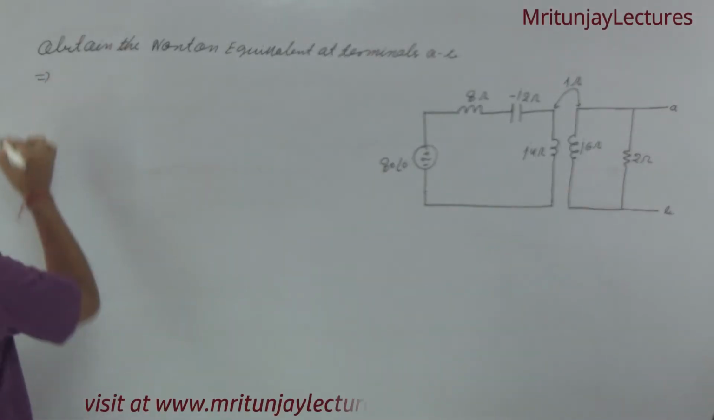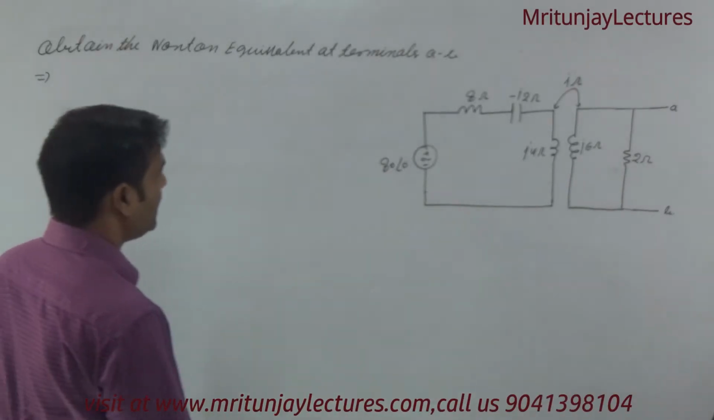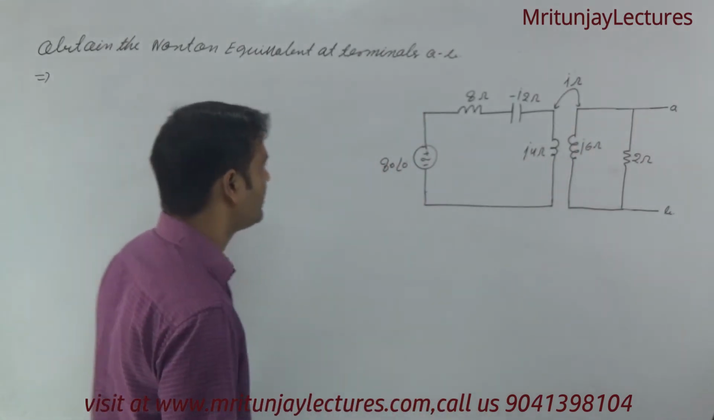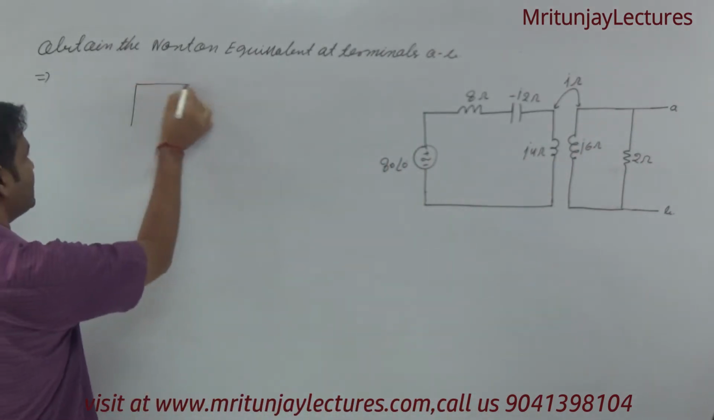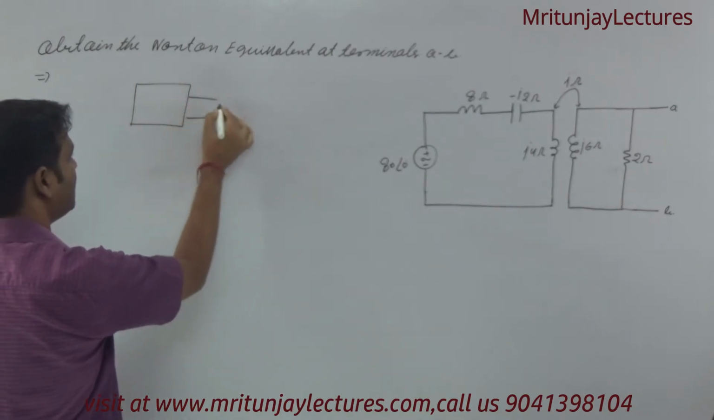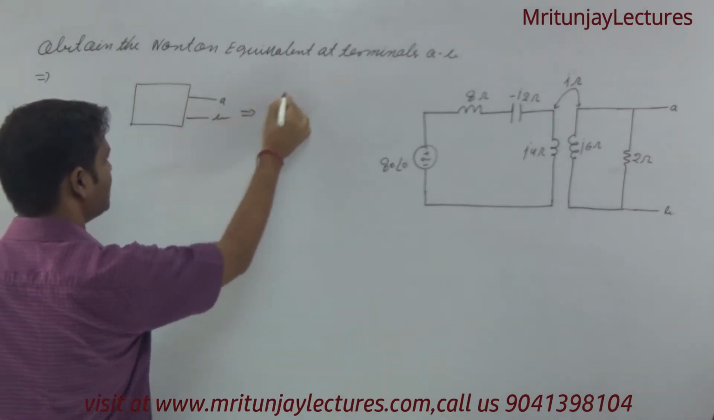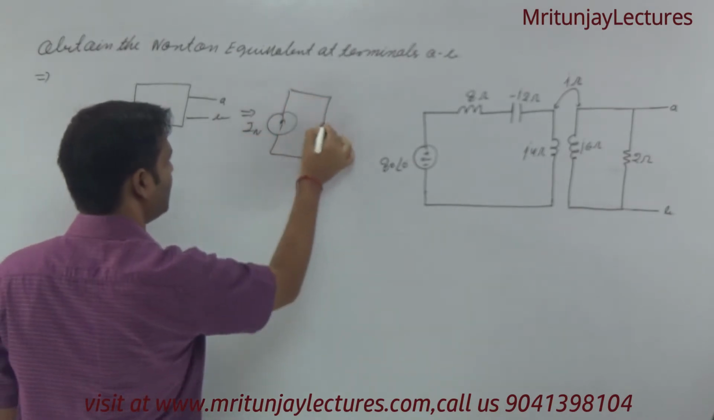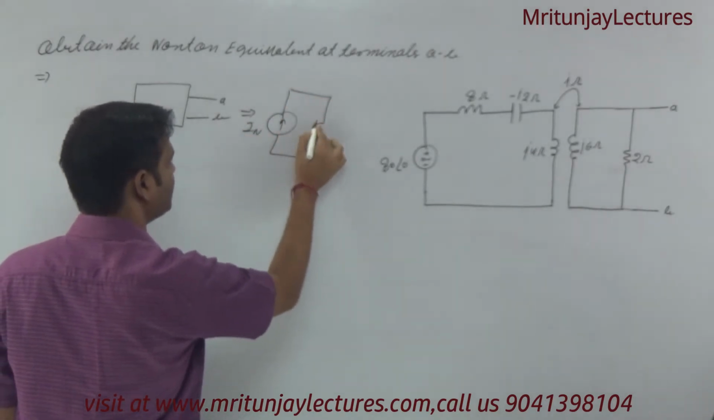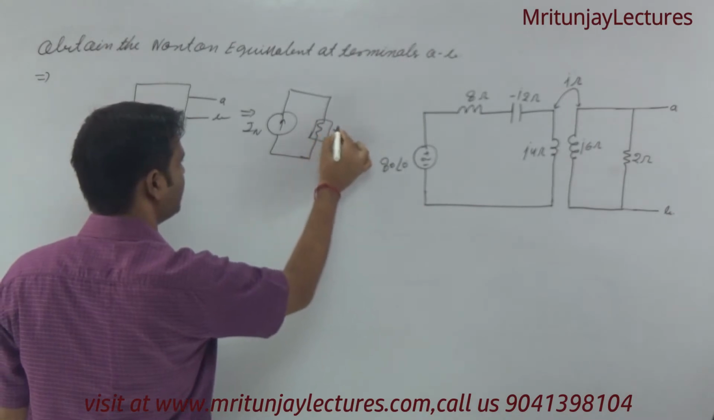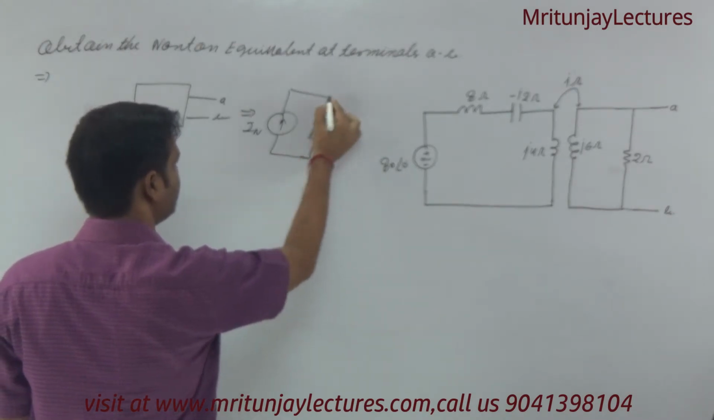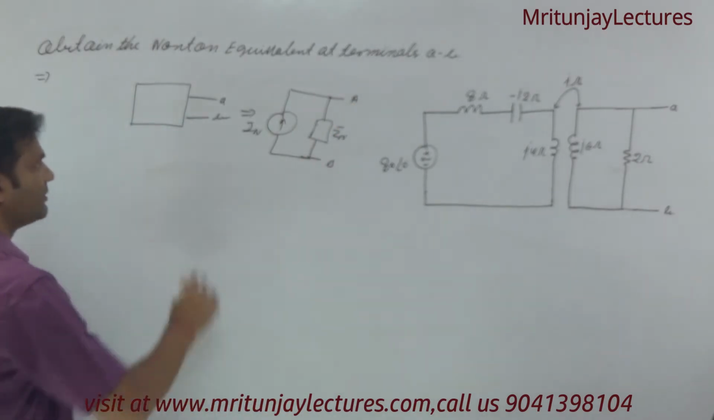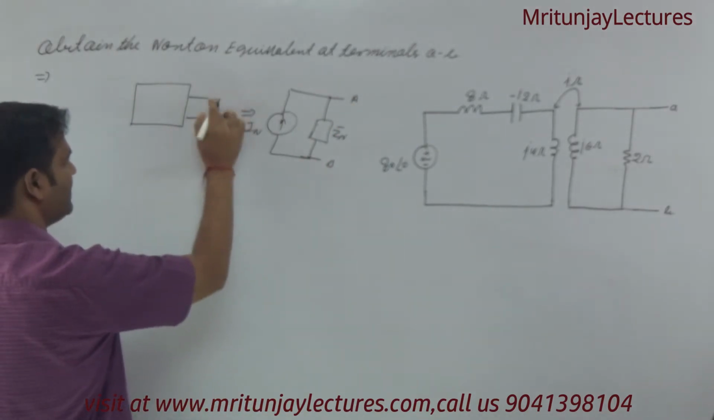Now, our motto is to obtain the Norton equivalent at the terminal AB. This is the AB terminal. Our motto is to determine the Norton equivalent. Norton equivalent means that the network at A and B is converted into IN and RN, that is ZN, corresponding to the AB terminal. Clear or not? So what is our motto?